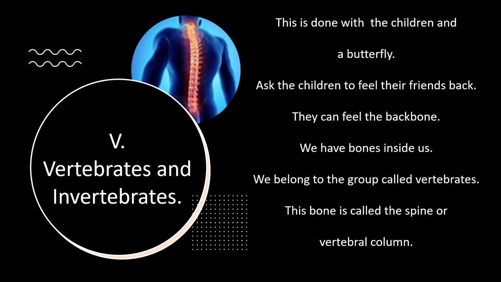The next lesson is looking at vertebrates and invertebrates. This is done with the children and maybe a butterfly if you can have it, or a spider, or any invertebrate. First, we ask the children to feel their friend's back. They can feel the backbone. We have backbones inside us. We belong to the group called vertebrates. This bone is called the spine or the vertebral column.